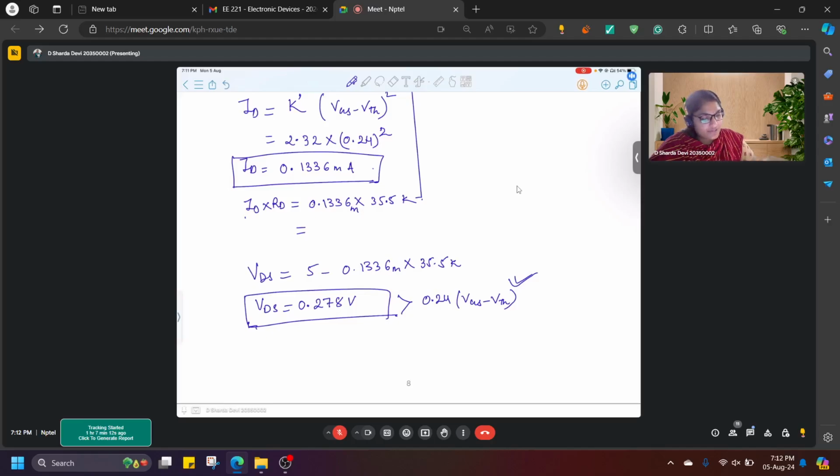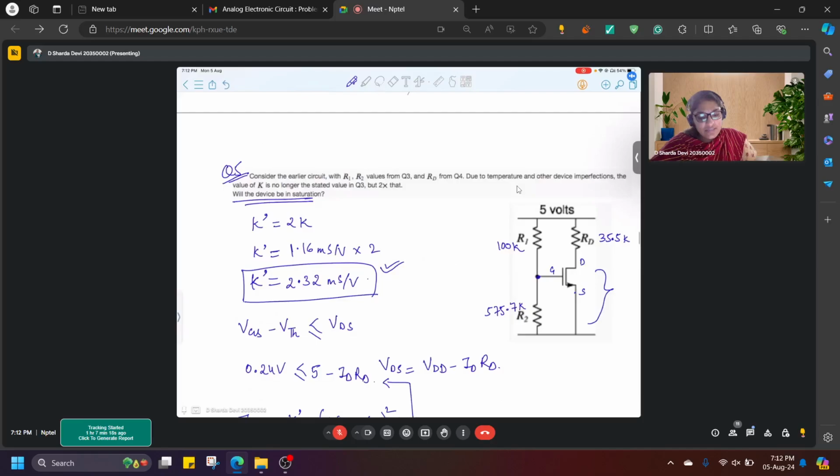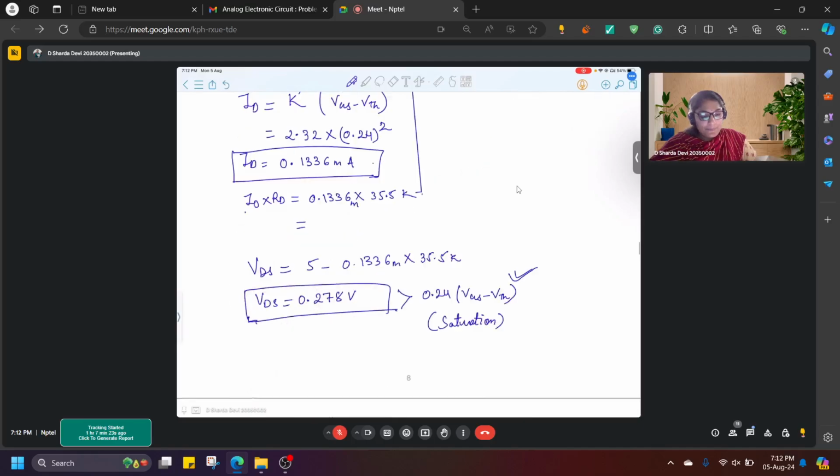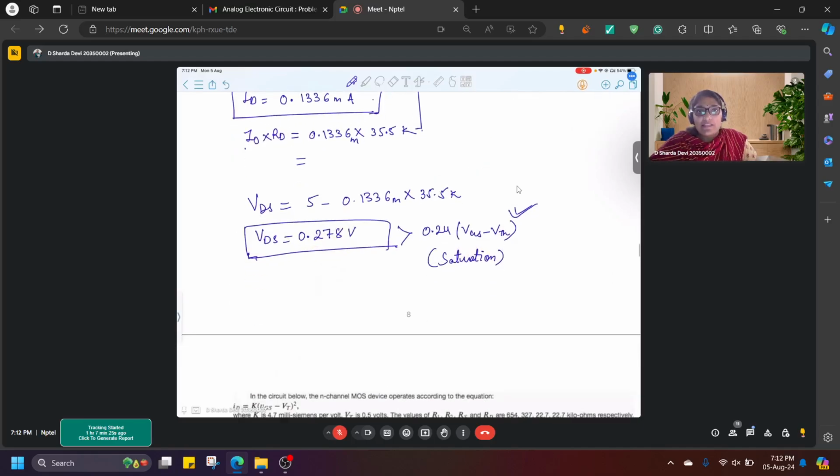Saturation. So what was the question asked? Will the transistor still be in saturation? So the answer is yes. Got it? So these are very simple problems. We have to just apply the formula and just the basics.